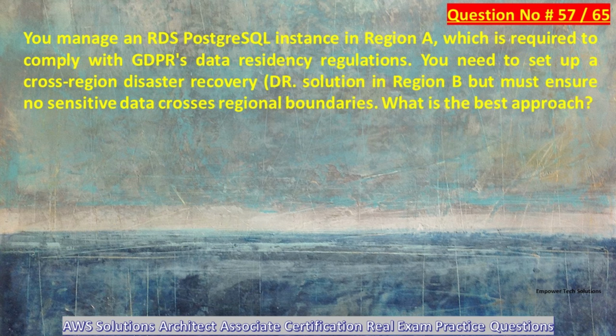You manage an RDS PostgreSQL instance in Region A, which is required to comply with GDPR's data residency regulations. You need to set up a cross-region disaster recovery (DR) solution in Region B, but must ensure no sensitive data crosses regional boundaries. What is the best approach?